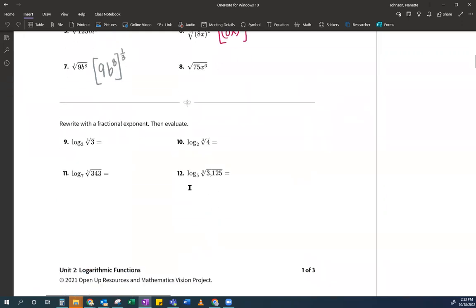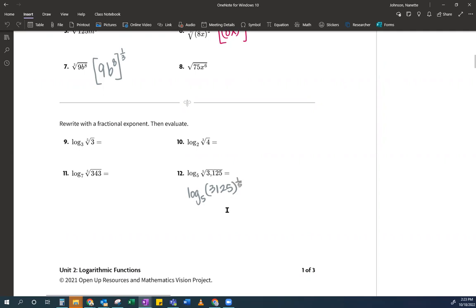Okay. So number 12 says the log base 5 of the 5th root of 3,125. So first of all, one of my tactics is, okay, well, what's the 5th root of 3,125? So I'm going to hold off on that. I'm going to first rewrite it using the exponent instead of the 5th root. So I'm going to write log base 5, and I'm going to keep that 3,125, and then I'm going to put it to the 1/5.